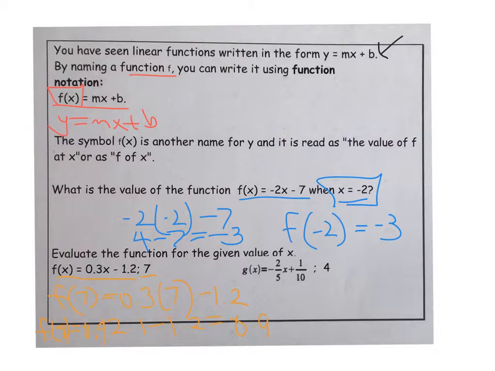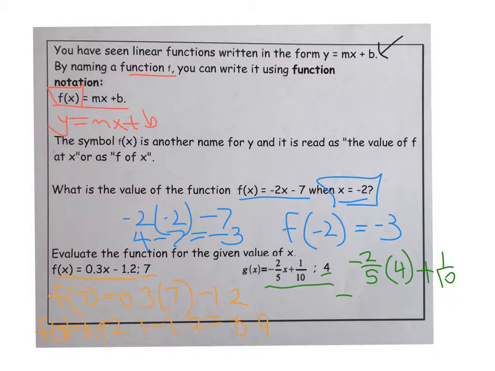The same thing is going to happen with this one here. It says g of x. g of x is just another way of saying f of x, which is another way of saying y. g of x is equal to -2/5 x plus 1/10. And we're looking for the value of the function when x is equal to 4. So we're going to substitute in here -2/5 times 4 plus 1/10.